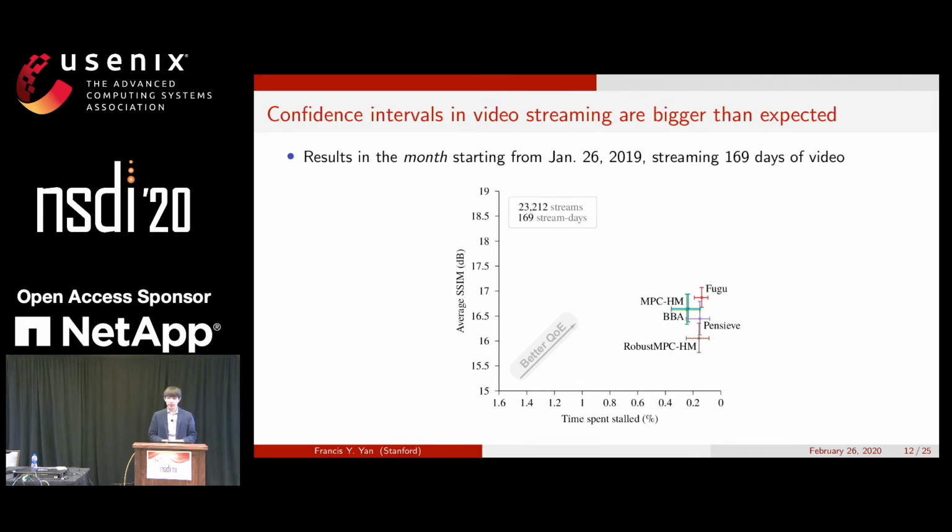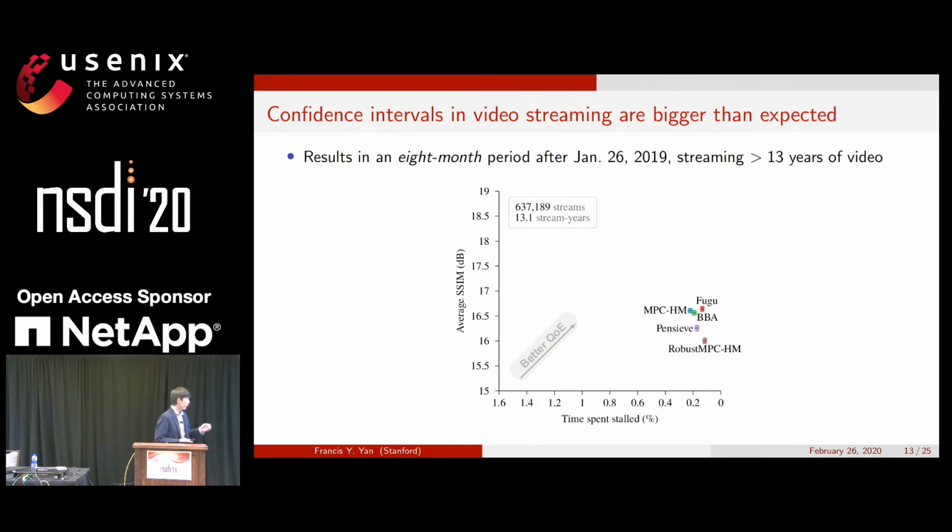After a month, about half a year of video were streamed, and now the confidence intervals became much smaller. However, we are still unable to differentiate some schemes. For instance, MPC-HM and BBA produce almost identical performance.